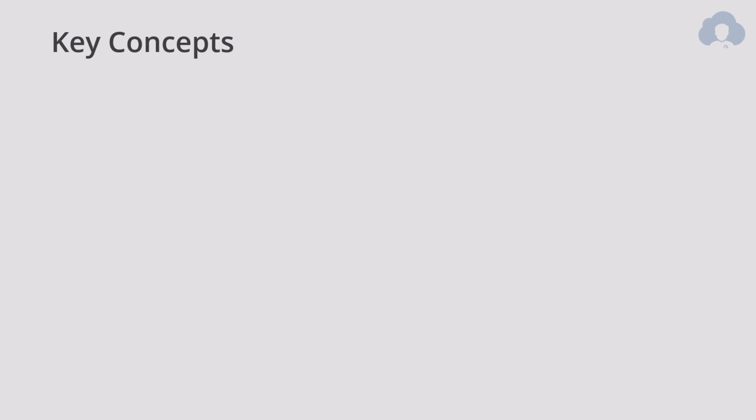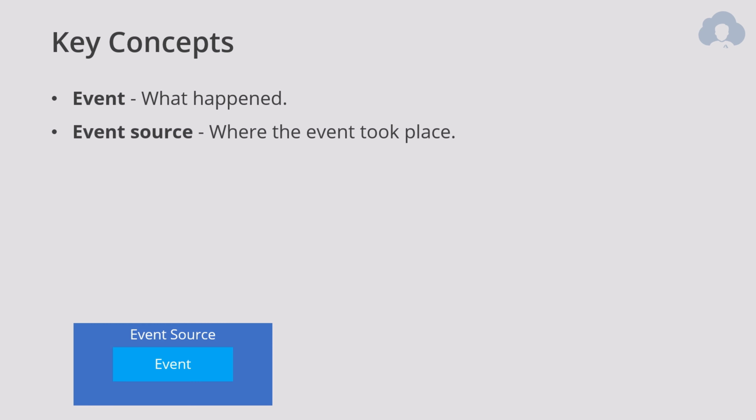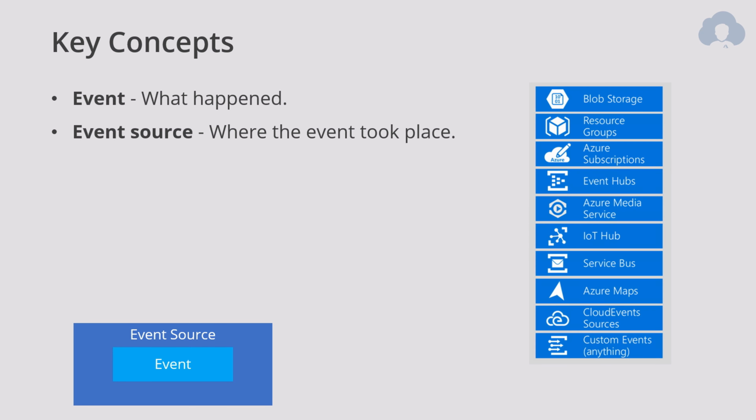So let's talk about some key concepts. First of all, you have event. This is a description of something that happened. You have event source. This is the place where the event was taking place. For instance, a lot of event sources in Azure are blob storages, resource groups, and Azure subscriptions, so you can react to events for something that is happening within your subscriptions. There are event hubs, media services, IoT hubs, and many other services.